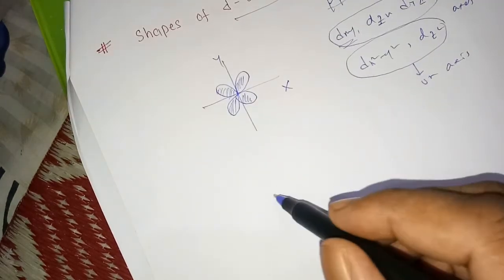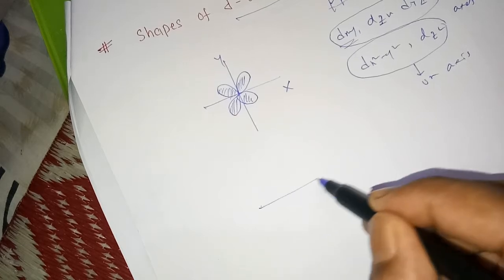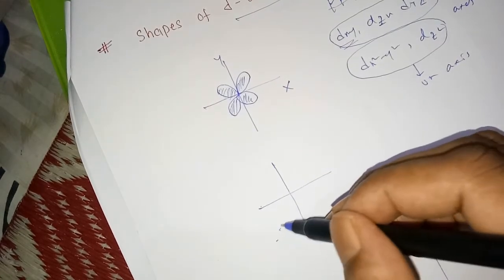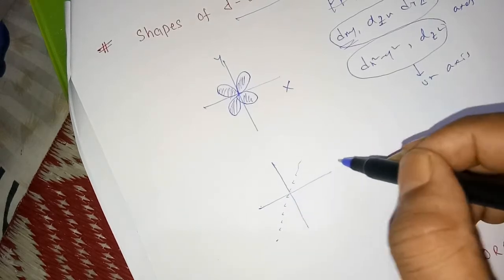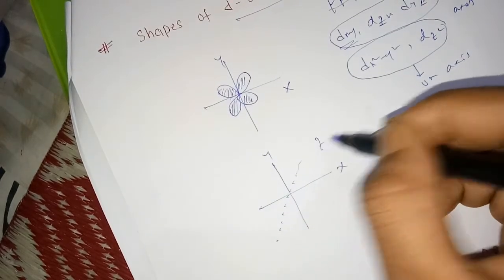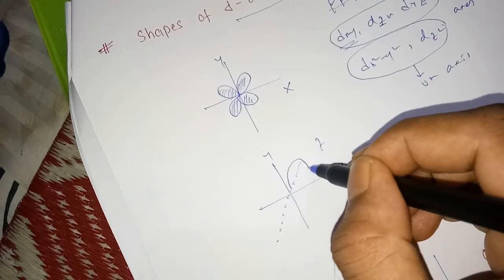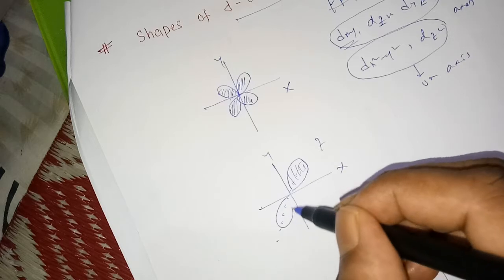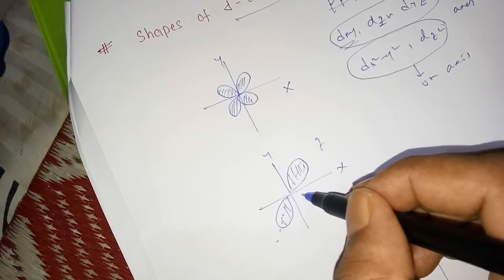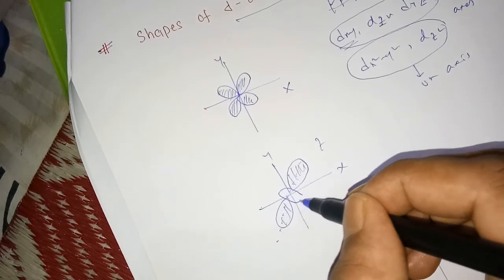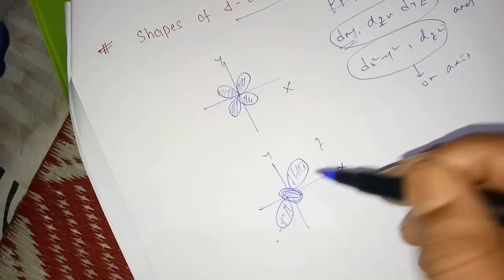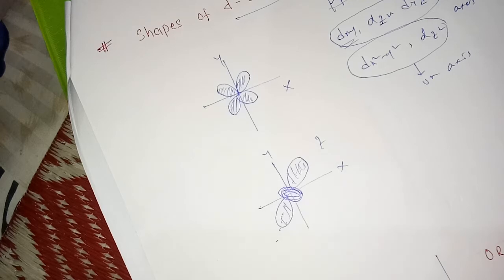Now one of the important shapes that I want to draw is dz square. The dz square looks like that. dz square is the only d orbital with 2 lobes, so there is a ring in between.